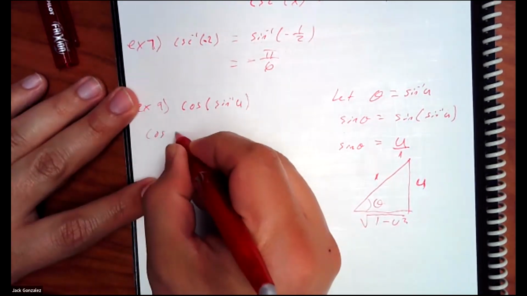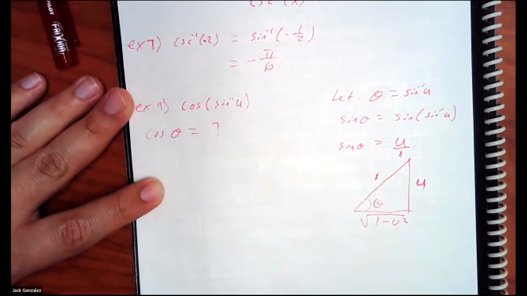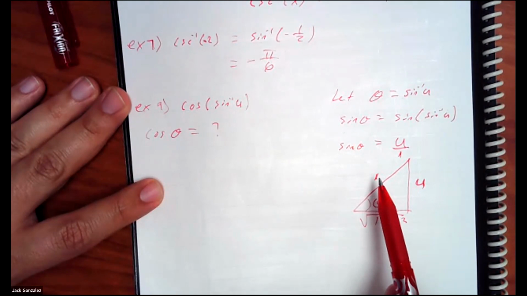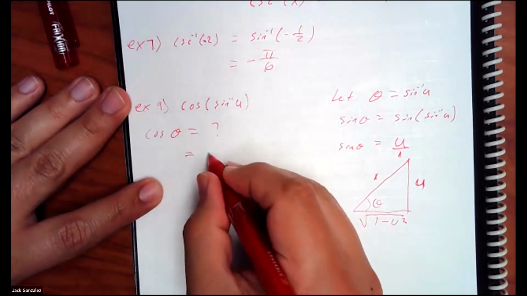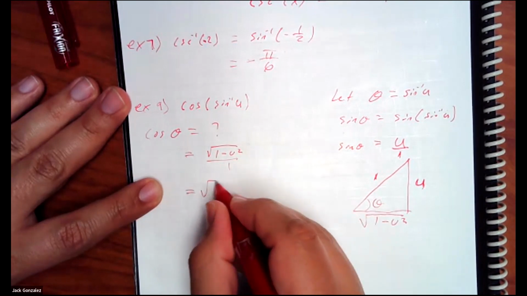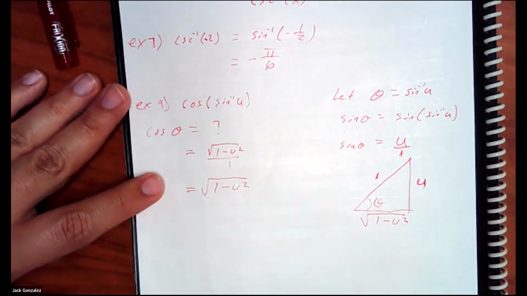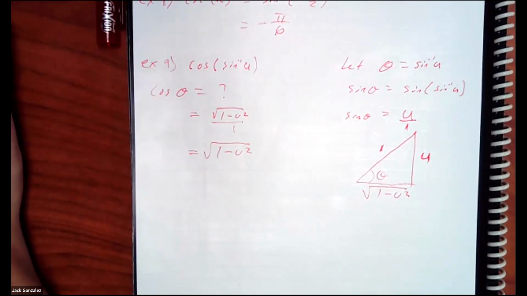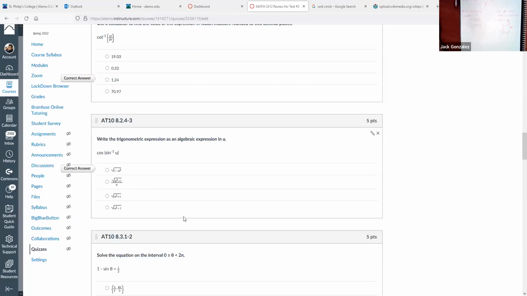So now we can answer the question, what is cosine theta based on the triangle? Adjacent over hypotenuse is the definition of cosine. So there it is. That's all you got to do. Yeah, there you go.